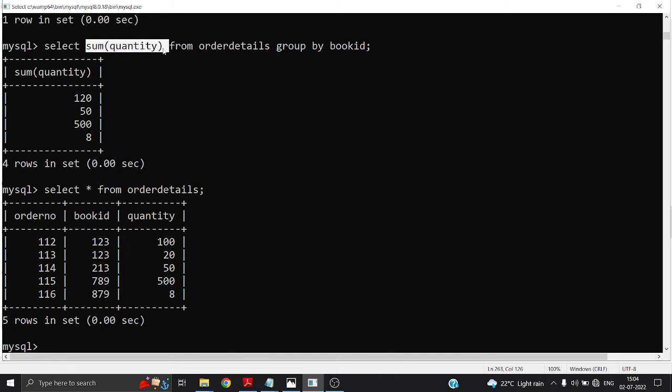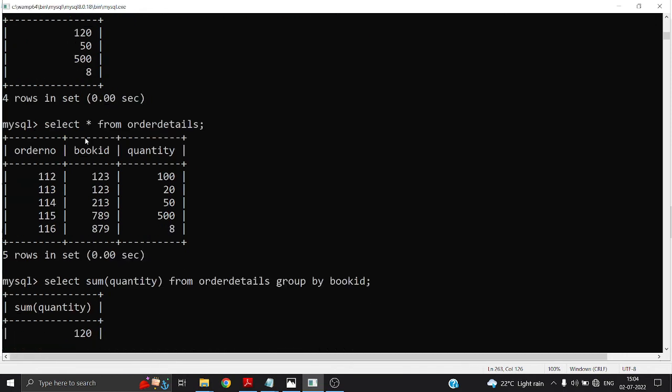Why are we supposed to take this? Because the same book has different orders. That's why we need to take the sum of this. After taking the sum of each, we get to know this: book ID 123 has 120 sales, the second one has 50, the third one has 500, then we have 8.